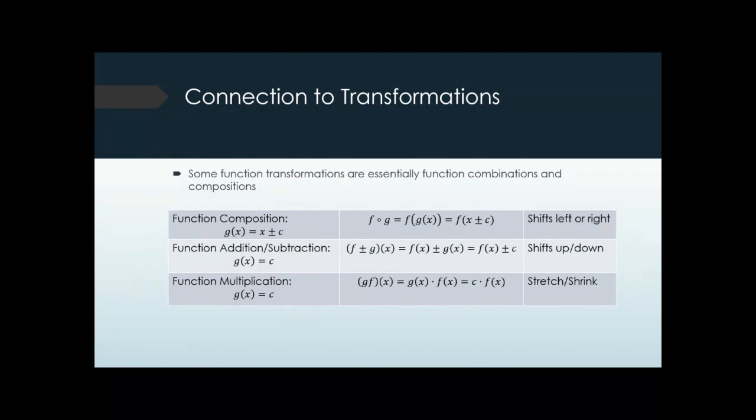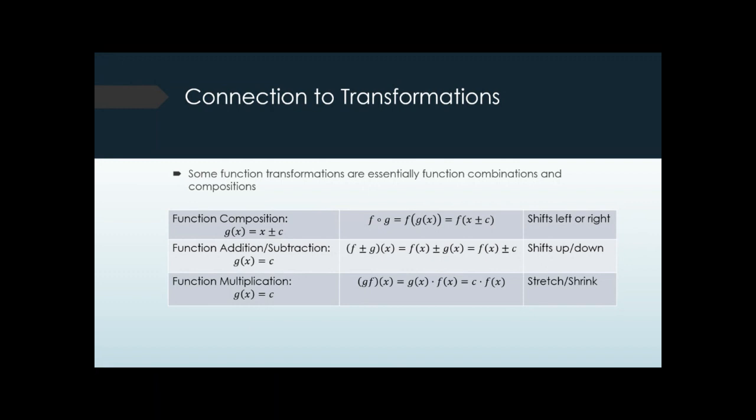So let's say you're doing a shift left or right. You're taking a function where you're adding something to x, because shifting left or right means you're adding and subtracting to the x value. So your g of x would be x plus or minus some value. You're plugging that into another equation. That is a function composition. A shift up and down is a function addition or subtraction, where that g of x you're adding is a number. And then when we do function multiplication, that's a stretch or a shrink. You're multiplying your function by a number.